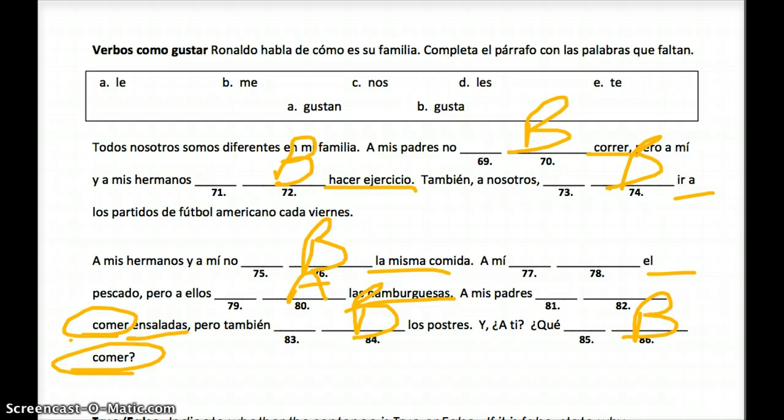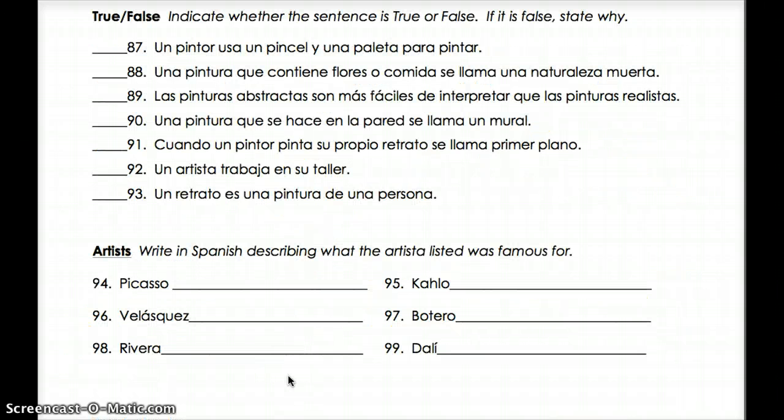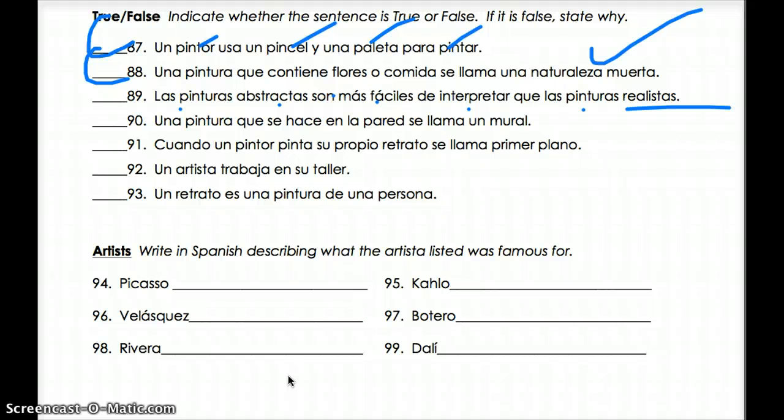All right, so now we're talking about vocabulary. Straight up vocabulary, definitely study it. Un pintor usa un pincel y una paleta para pintar. Painter uses a paintbrush and a palette to paint. Yes, they do. That is cierto. Una pintura, a painting, contains flowers or food, is called still life. Yes, it is cierto. Paintings that are abstract are easier to interpret than realistic paintings. That's a big fat false.